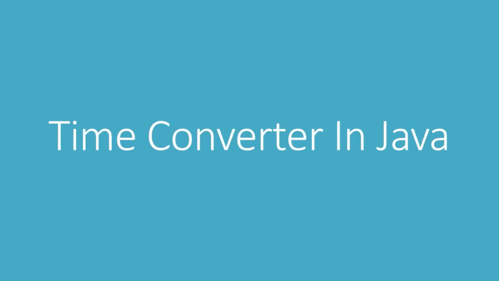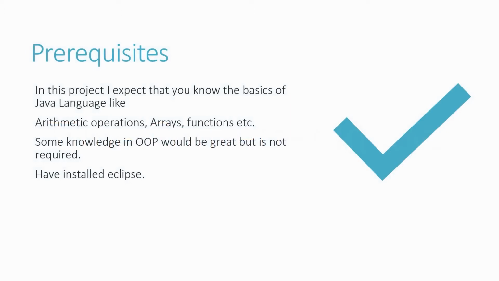In this video, we're going to talk about what we're going to create in this project, the tools that you're going to need, and we are going to do a little introduction to Java Swing. Before we start, I expect that you're already familiar with the Java language and can do things like arithmetic operations, use arrays and functions. Also, some knowledge of object-oriented programming will be great, but it's not required. It will just help you understand a couple of things better. Finally, you should have already installed Eclipse.